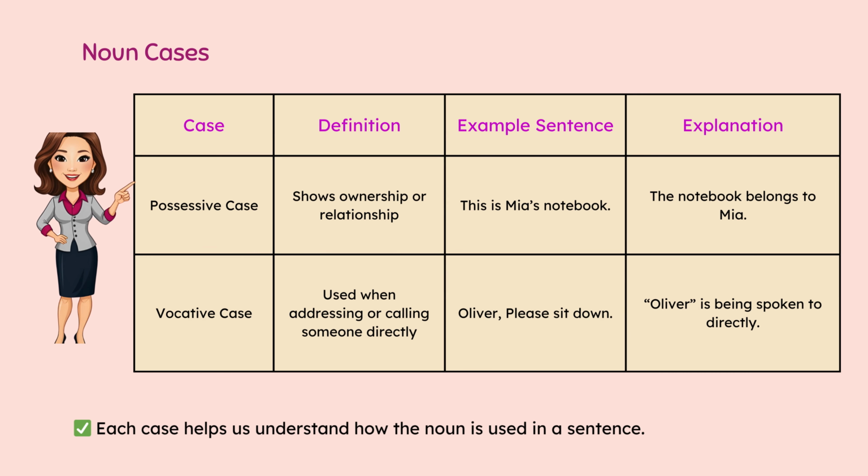4. Possessive case. This case shows ownership or relationship. For example, this is Mia's notebook. The notebook belongs to Mia. 5. Vocative case. This is used when calling someone by name or speaking directly to them. For example, Oliver, please sit down. Here, we are speaking to Oliver. That's the vocative case. So, noun cases help us understand how nouns work in different ways in a sentence.